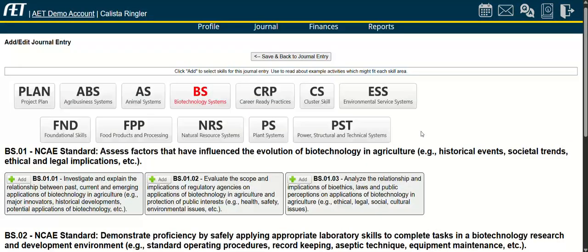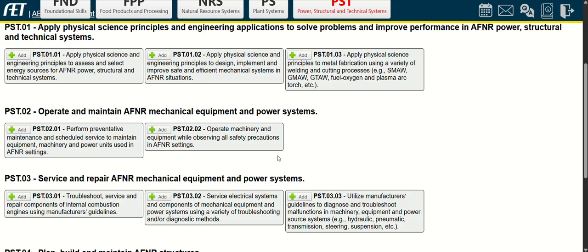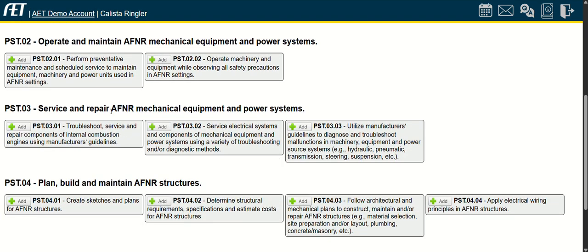and then I need to find one about fixing something that's broken. So again, we're working on machinery that's under power and structural. I'm going to look for something that has to do with repair. Okay, so I see the word repair. Troubleshoot, service, and repair components of engines using guidelines. Service electrical systems, or using the manufacturer's equipment regarding hydraulics, transmission, steering, etc.